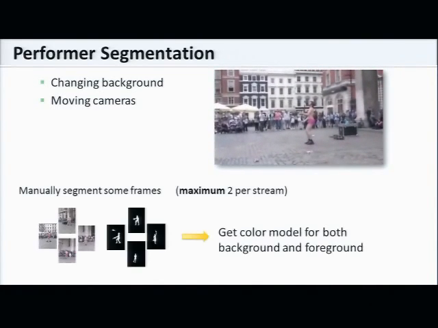So what we did is that first, at least with some help, we just asked the user to draw some strokes where the person is, like in a GrabCut scenario. And this was a maximum of 2 frames per stream, not even lower. I mean, it doesn't scale with the number of streams. So we got a color model for both the background and the foreground.